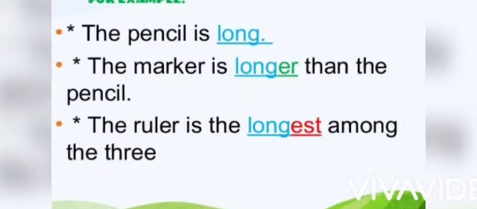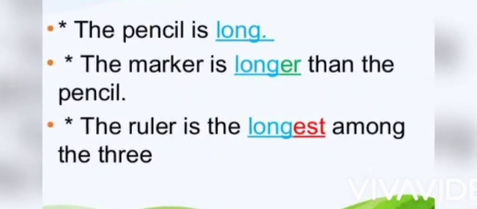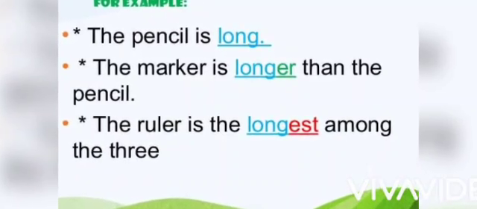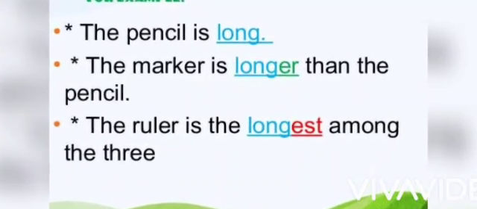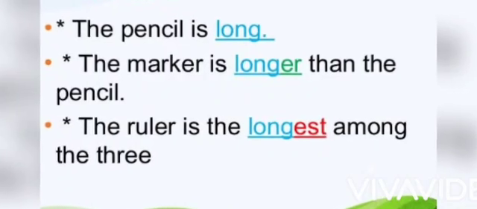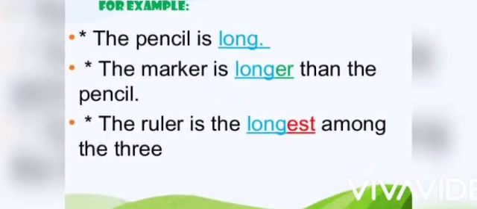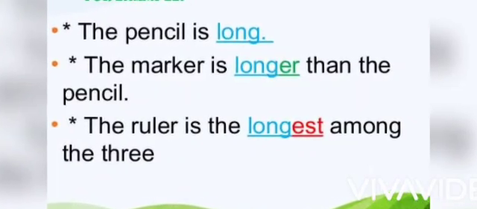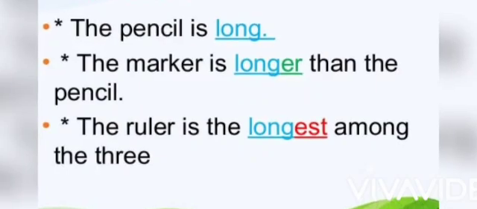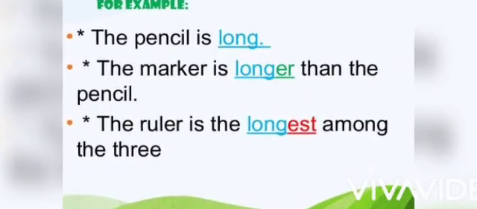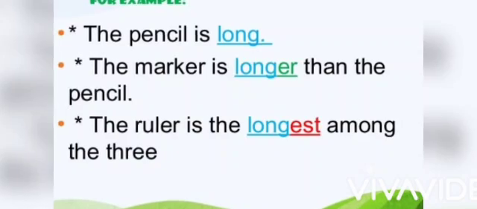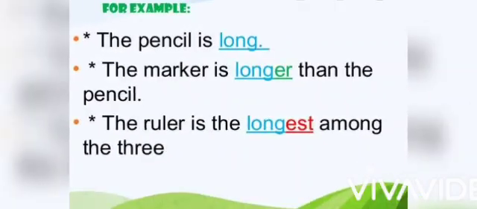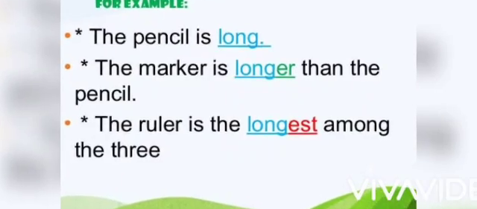The pencil is long. Here it is telling that there is a pencil and it is long. Next, the marker is longer than the pencil. Now here the comparison is made between two things, that is marker and pencil, and it is telling that the marker is longer than the pencil. Next sentence, the ruler is the longest among the three. Now here three things are compared, and among them the ruler is the longest.